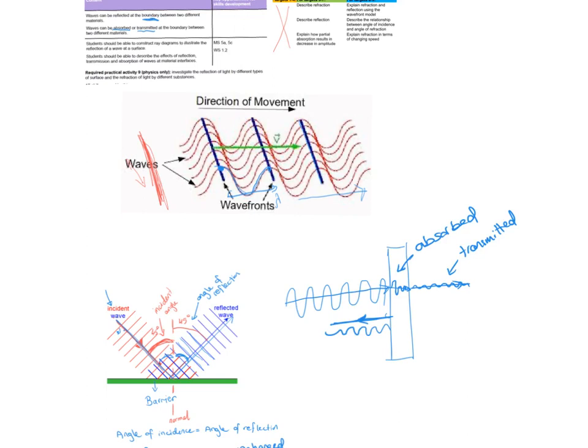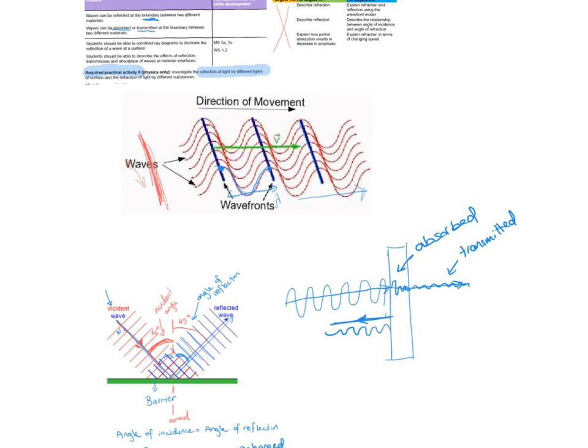As you can also see from the specification, there's a required practical activity that you should be able to describe. And it says to investigate the reflection of light by different types of surfaces. I will put a link in the description below of a nice YouTube video showing how to do this.